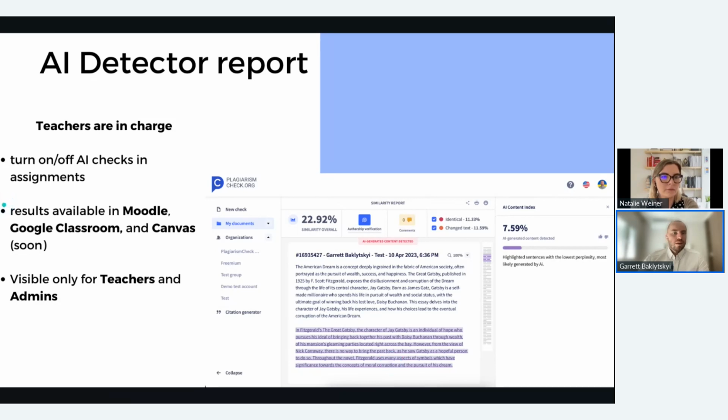Our solution is flexible, so teachers are in charge. You can decide if you want to turn on or turn off the AI detector in your assignments. The results will be delivered to Moodle, Google Classroom, and Canvas very soon. And the results will be visible to teachers and administrators. Currently, we do not show the AI detector results to students, but this question is also open if you decide that students also are supposed to see the result after we check text for AI. We will add this to our product.